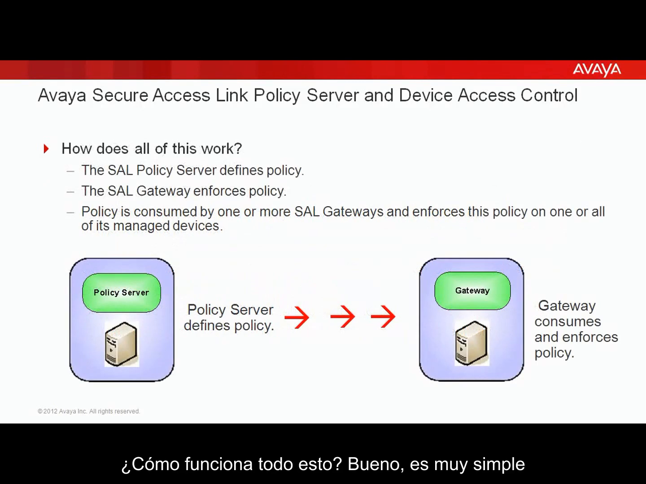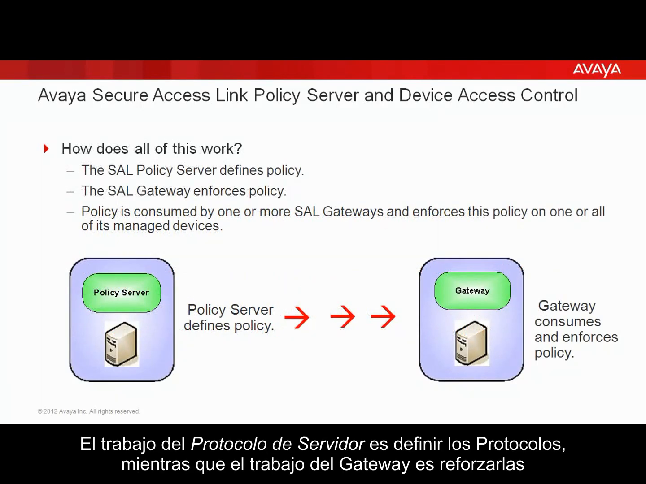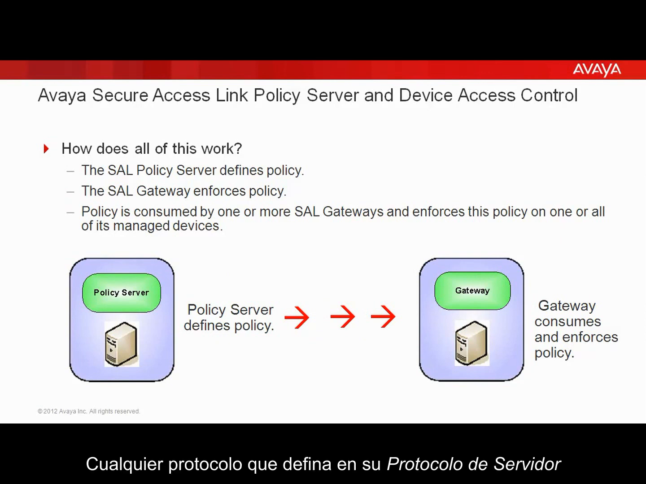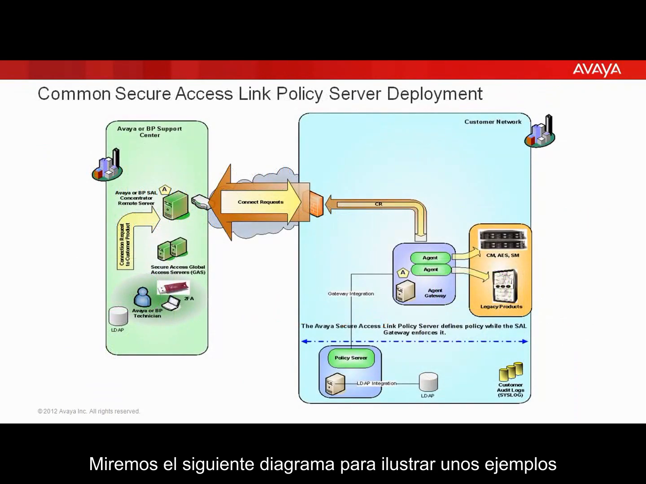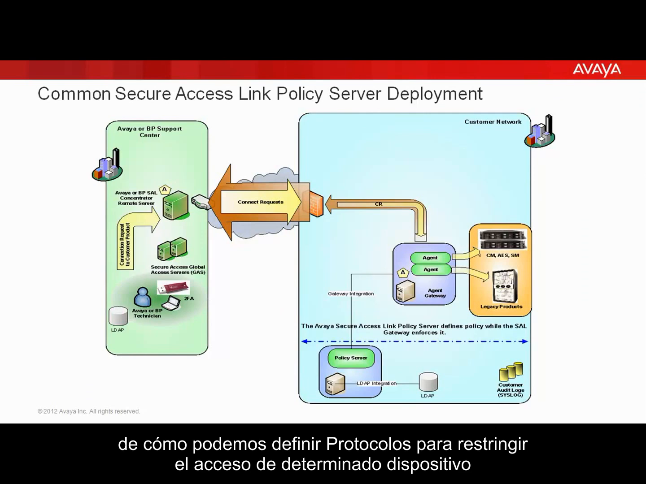Well, it's quite simple. The job of the policy server is to define policy, while the job of the gateway is to enforce it. Any policy that we define in our policy server is consumed by one or more of our integrated gateways and enforced against all of its managed devices. Let's take a look at this following diagram to illustrate a few examples of what policy we can define to restrict access to a given device.